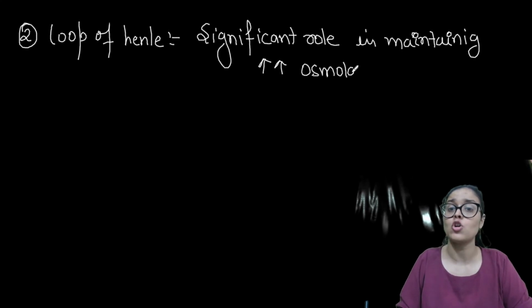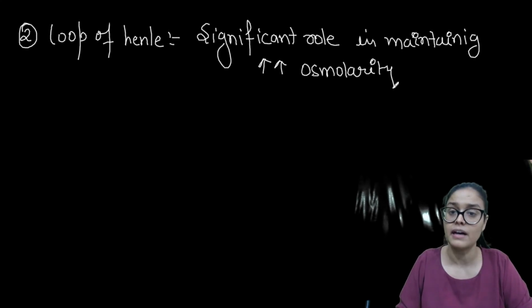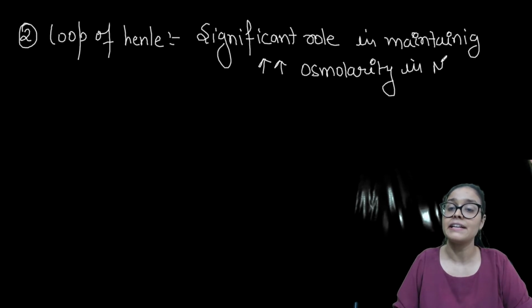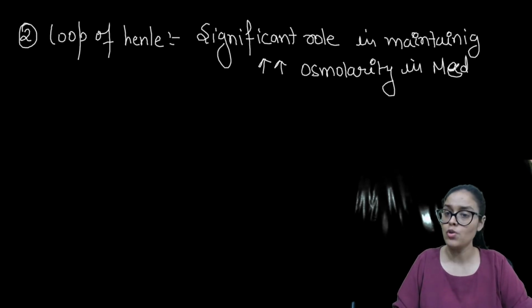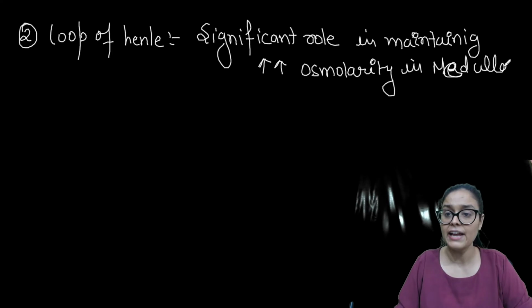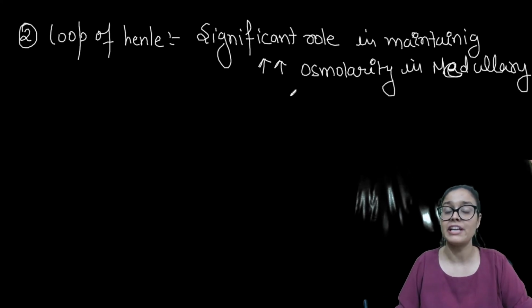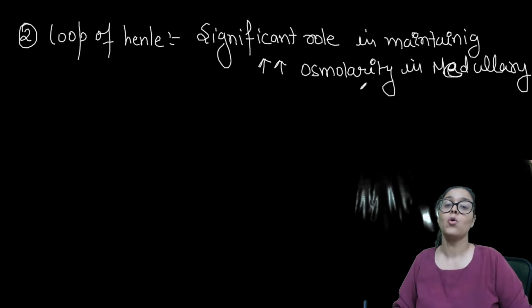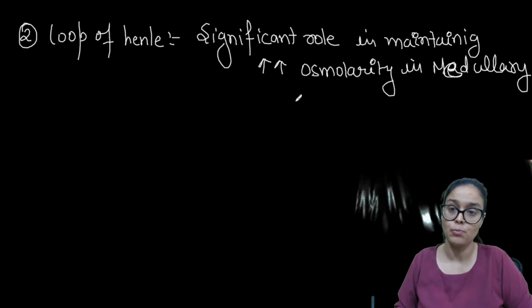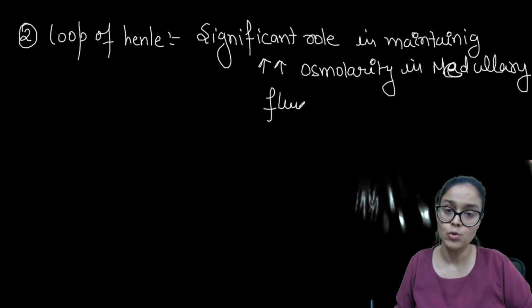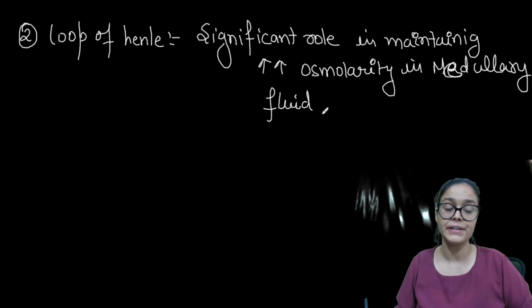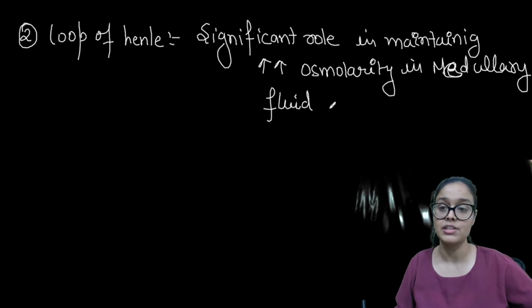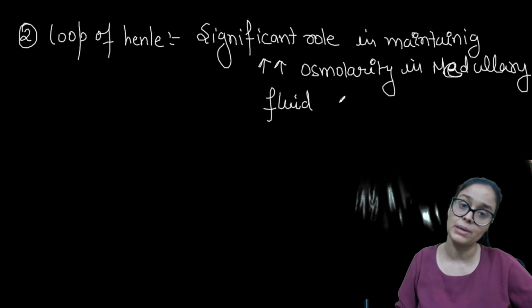osmolarity, meaning solute is increased very much in the medullary interstitial fluid. You know the medulla region. So whatever space is there in the medulla, filled with fluid, will have more osmolarity, which is maintained by the loop of Henle, right? So the medullary fluid osmolarity, or you can say interstitial medullary fluid osmolarity, will be higher.